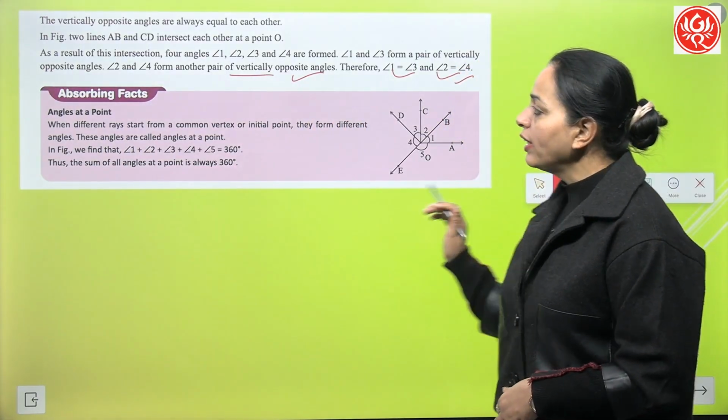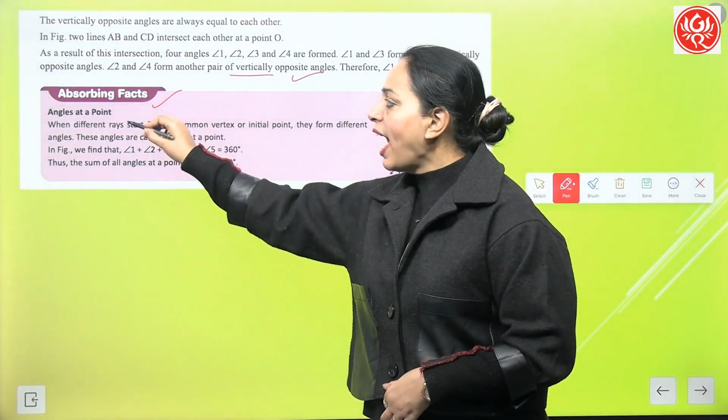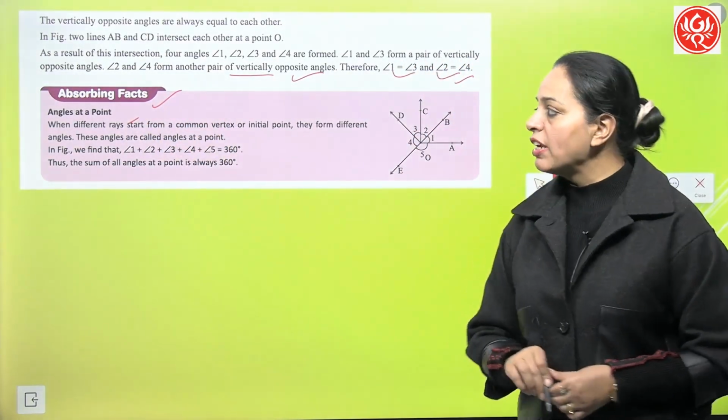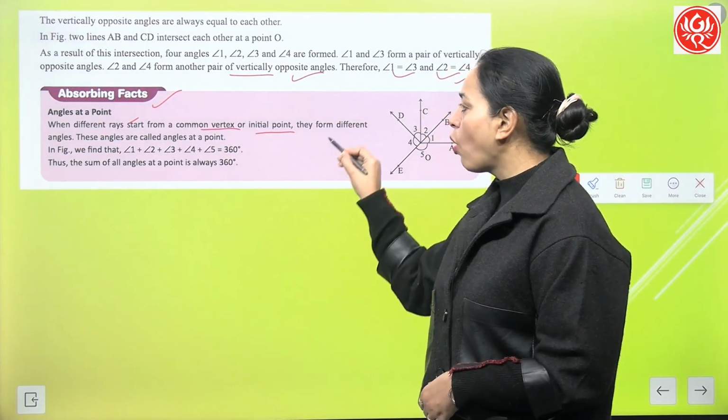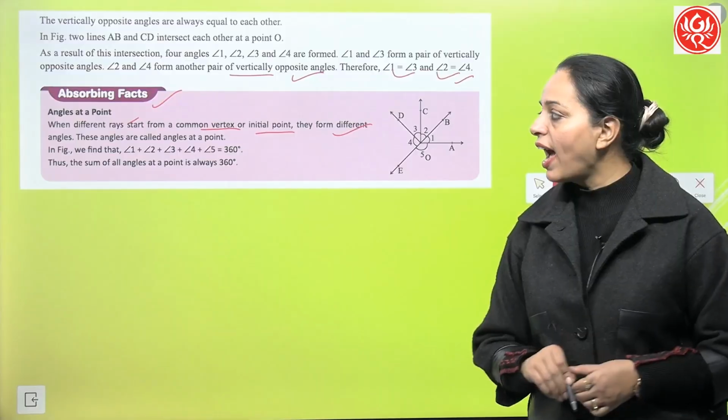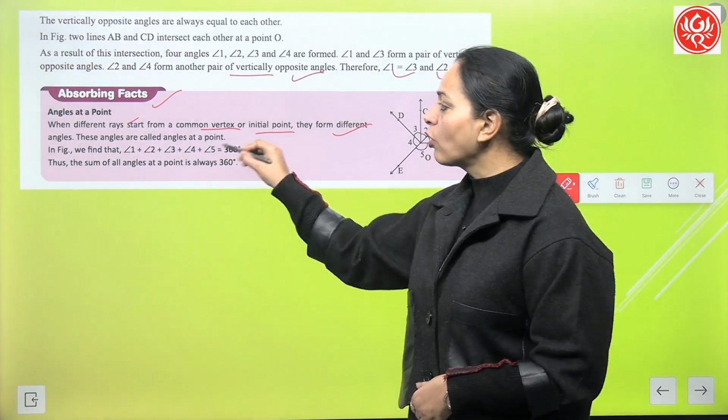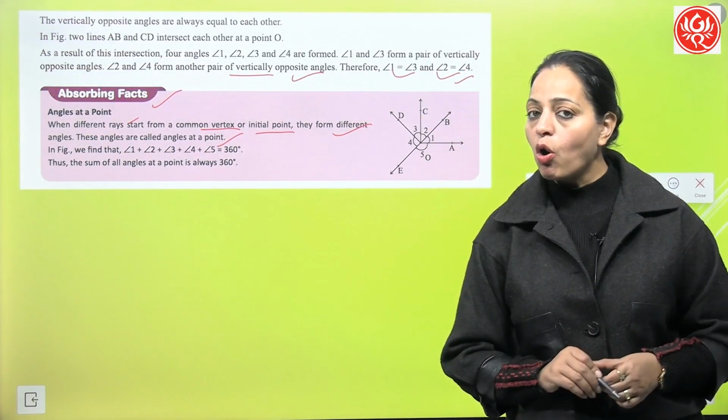Okay. Now one more important fact. Angles at a point. When different rays start from a common vertex or initial point, they form different angles. These angles are called angles at a point.